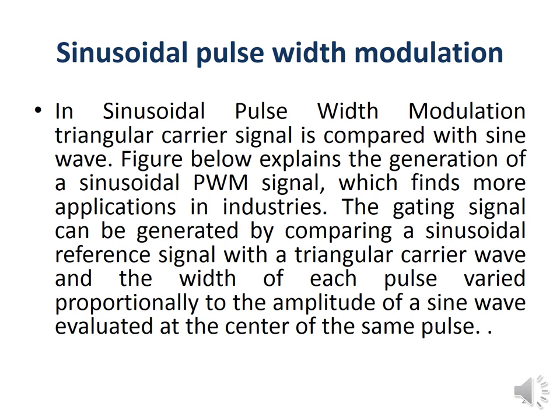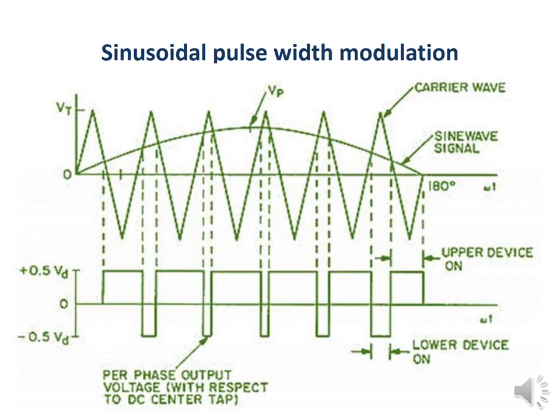The gating signal can be generated by comparing this sinusoidal reference signal with the triangular wave, and the width of each pulse is varied proportionally to the amplitude of the sine wave evaluated at the center of the same pulse. So this is the pulse width modulation control technique.